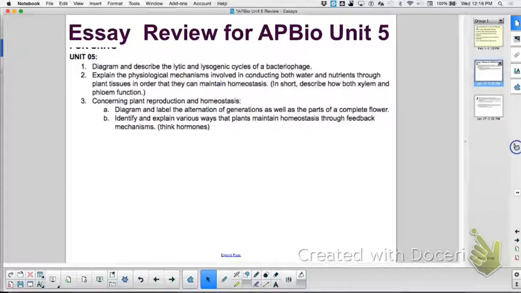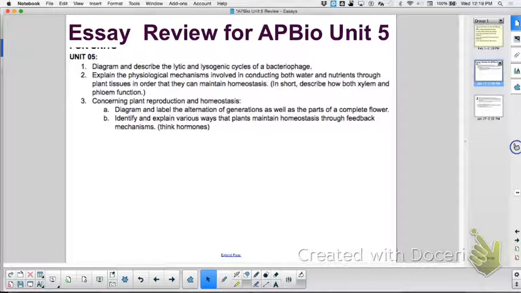Truth be told, you need to make sure that your diagrams are good. I'm not asking you to be an artist, but if I can't see what's going on in your diagram, I cannot grade it. And so if you're going to do lytic and lysogenic, I might just ask for the lytic cycle, so make sure you can do that all by itself. I might just ask for the lysogenic cycle, make sure I can see that. Now for the lytic cycle, I would make sure I have a stage for each step. What was the mnemonic we used for it? APBio. So what is A?